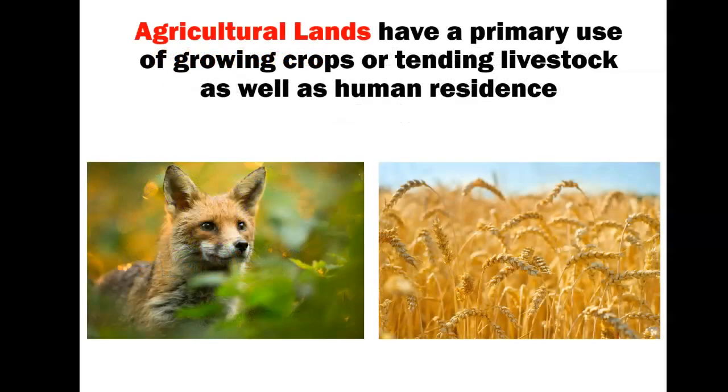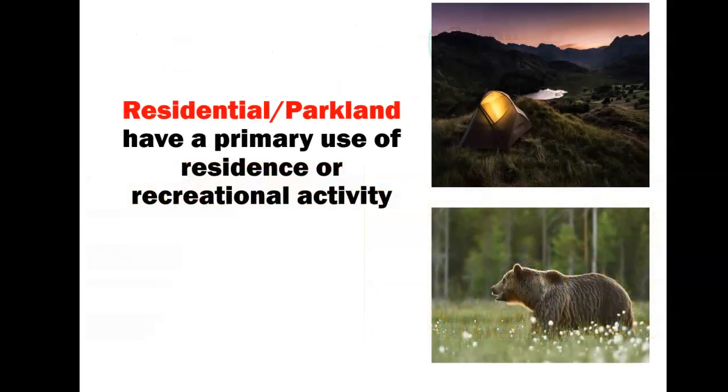Then we have agricultural lands that have a primary use of growing crops or tending livestock as well as human residents. This is also considered habitat for resident wildlife, wildlife that is in transit between different habitats, and native flora. A farm residence is assumed to be present anywhere on agricultural land. We have residential/parkland, which has a primary use of residential or recreational activities. This includes campgrounds and urban parks, but not wildlands. Urban parks are frequented by wildlife, and these exposure pathways have to be addressed. So examples include wildlife in the town of Banff, or just deer in your local park.